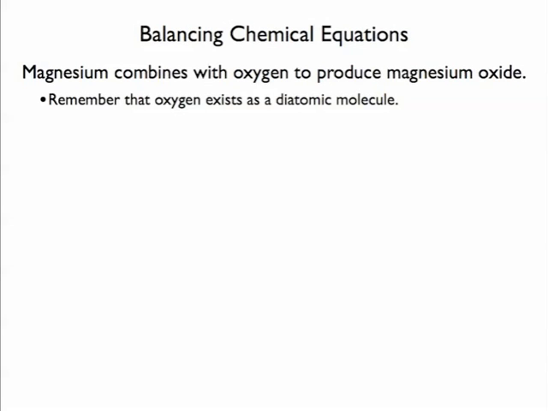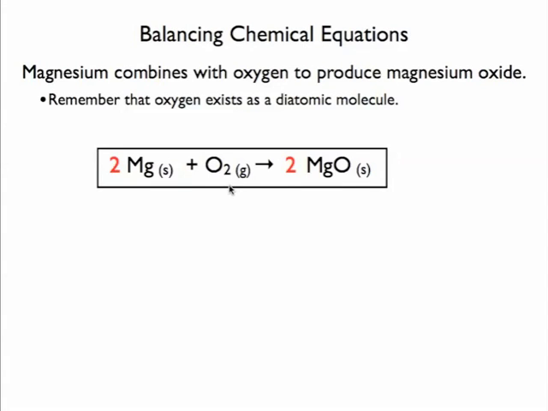Okay, hopefully you remembered that oxygen exists as a diatomic molecule. So we'll have magnesium reacting with oxygen to produce magnesium oxide solid. Now the magnesiums are already balanced, but we'll need a 2 in front of the magnesium oxide to balance the 2 oxygen atoms in the diatomic oxygen molecule. That's gotten our magnesium atoms out of whack, so we'll need to put a 2 in front of the magnesium, and now we have a balanced chemical equation.